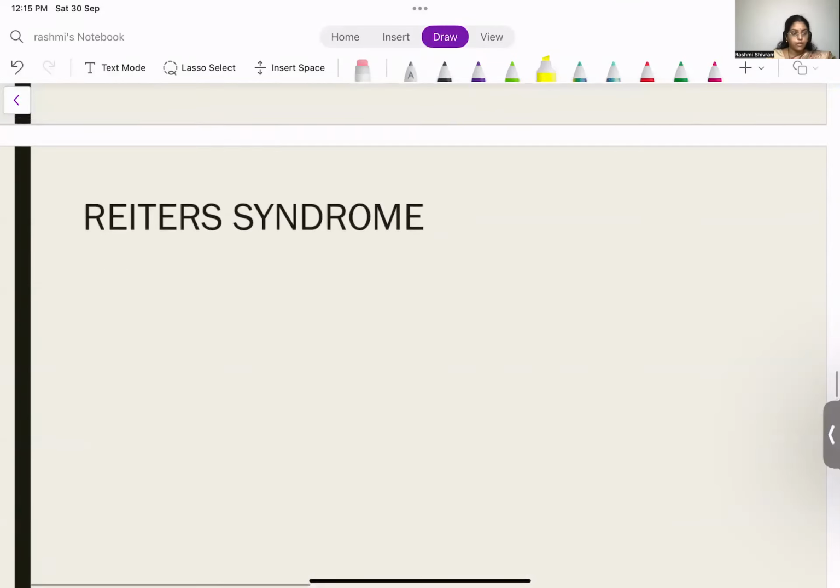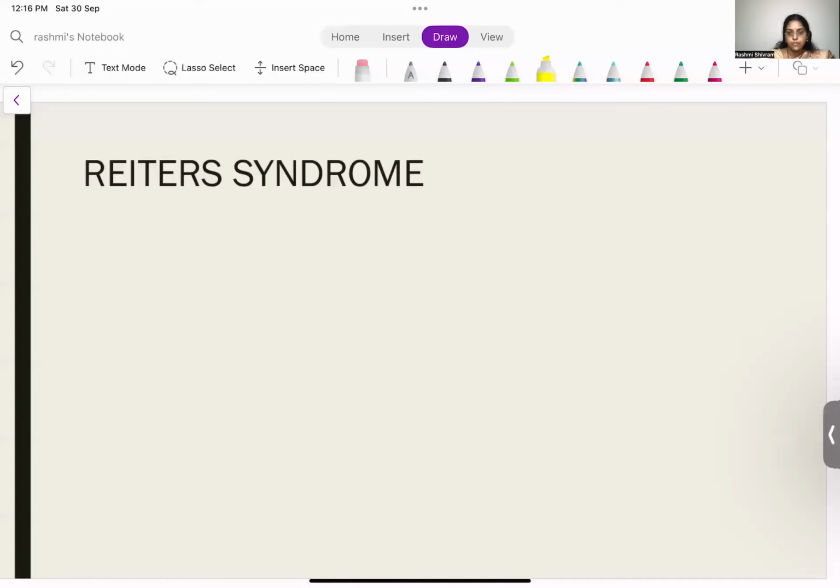What is Reiter's syndrome? This is also called reactive arthritis. We first saw the axial predominant spondyloarthritis, which is ankylosing spondylitis. Now we move on to the peripheral ones. We'll just touch upon all these things. These are like short notes in your exams.